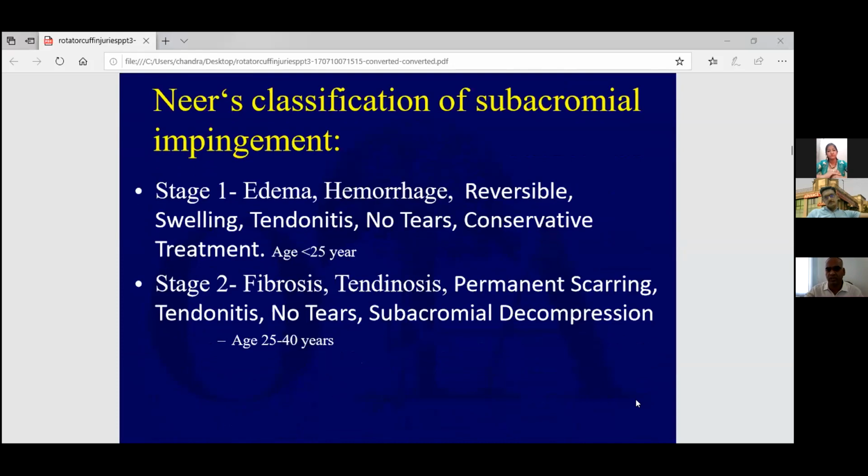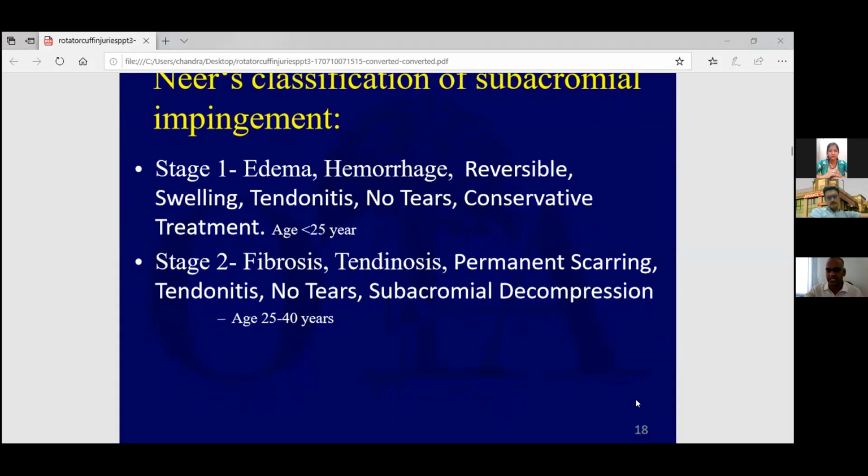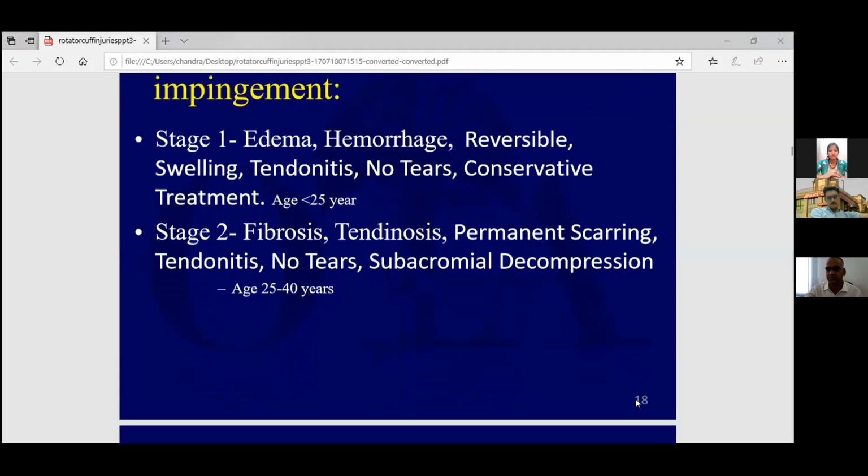Then stage two: fibrosis already occurs here, then tendinosis, and permanent scarring is already there. So surgery is generally required in stage two. We cannot manage it easily by conservative treatment and physiotherapy. Because of the fibrosis and scar formation, some surgery is required here.